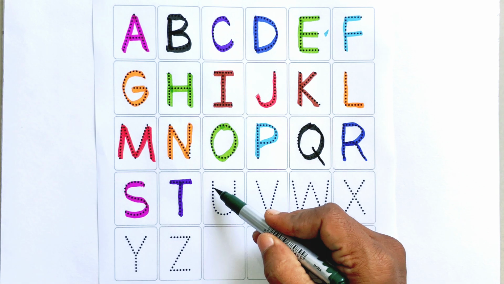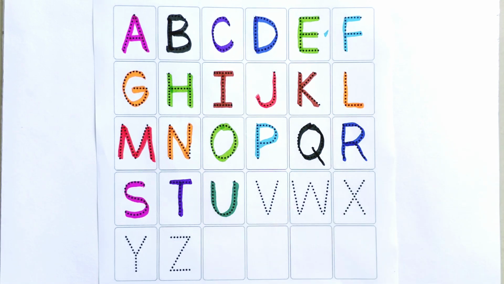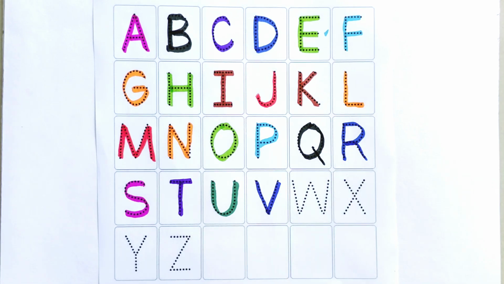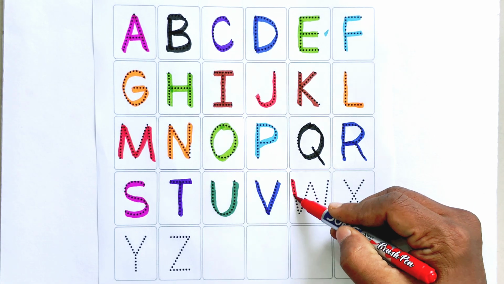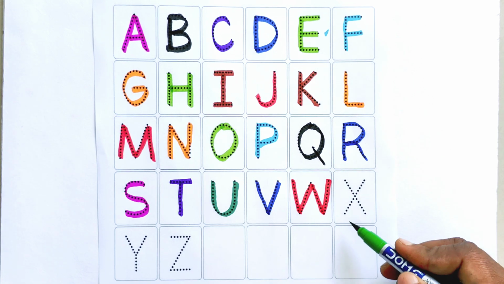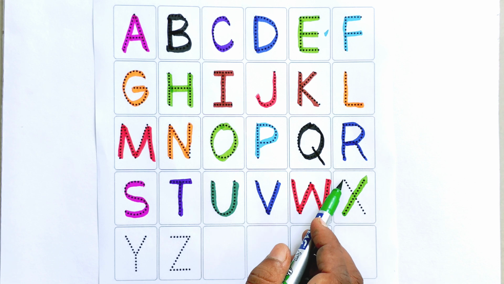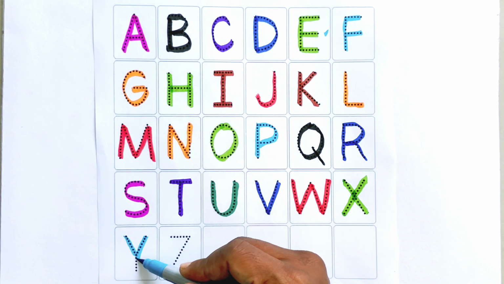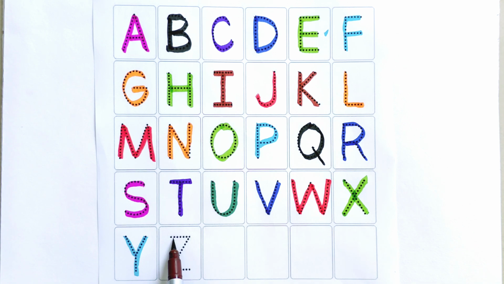U for umbrella. V for van. W for watch. X for Xmas tree. Y for yak. And Z for zebra.